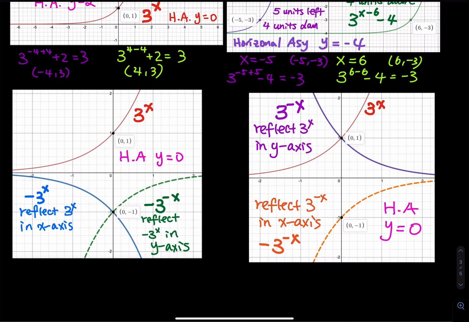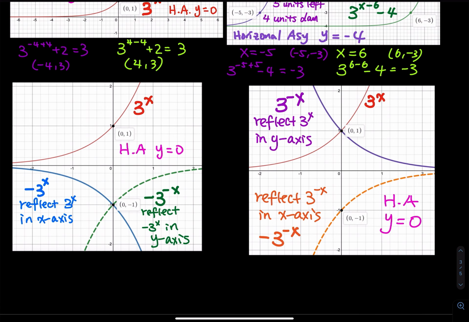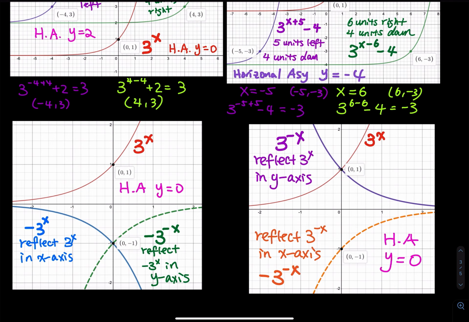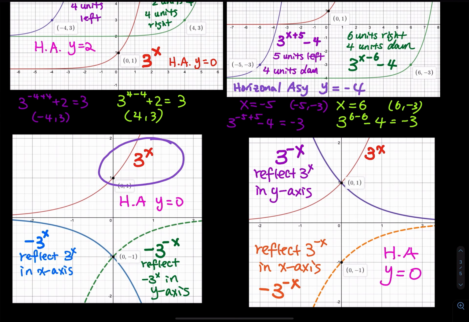Okay, we have two more graphs. The next one, the parent function is still 3 to the x. So what happens if you put a negative sign in front of the entire function? So 3 to the x, 3 multiplied by itself a few times is always positive. Once you put a negative in front of that, that makes the function always negative. As a result, that creates a reflection in the x-axis when you put a negative in front of the entire function.